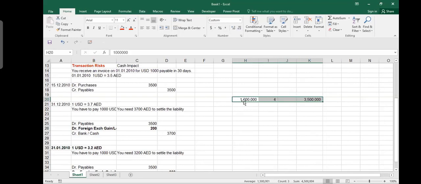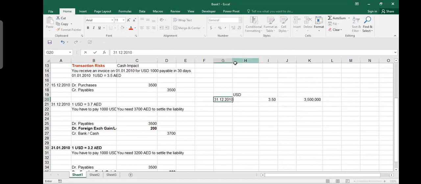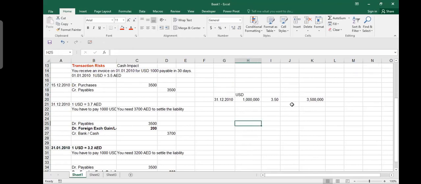Suppose this was 1 million USD, and your conversion rate is 3.5 on this date. Let's suppose on 15th of December 2010, when the invoice was issued, you book your liability at 3.5 million AED. But then on 31st of December 2010, you are not paying. You have to pay on 15th of January.